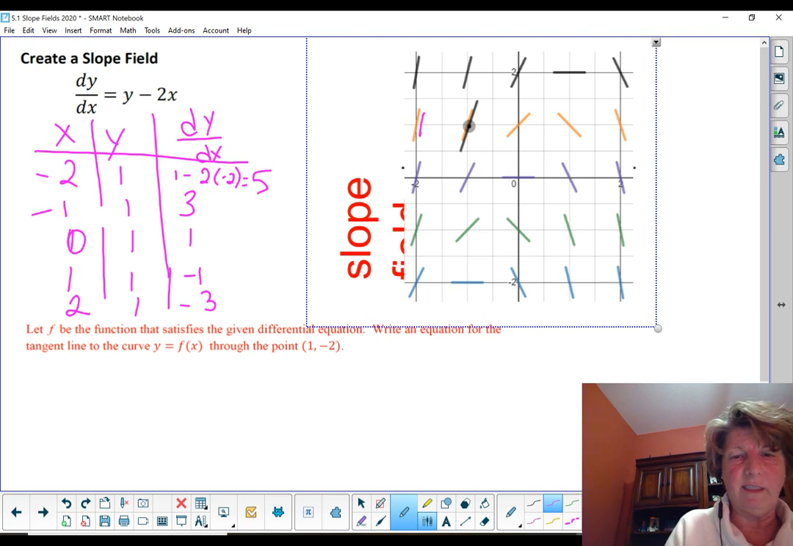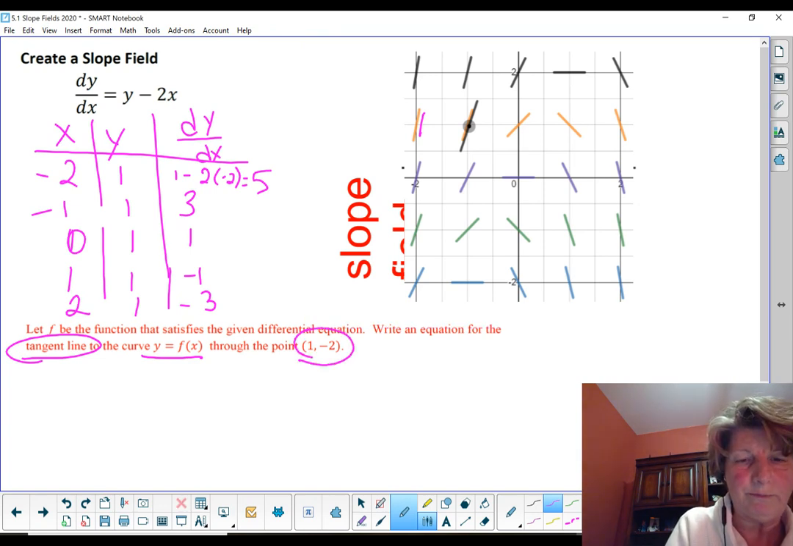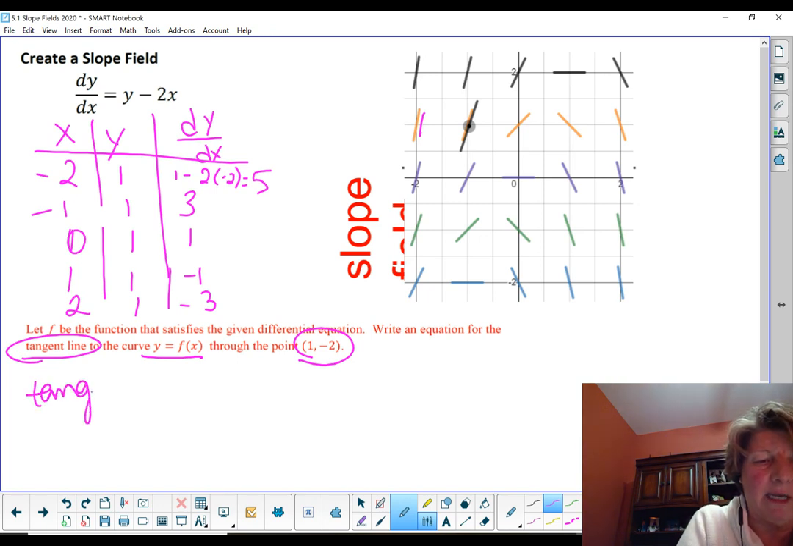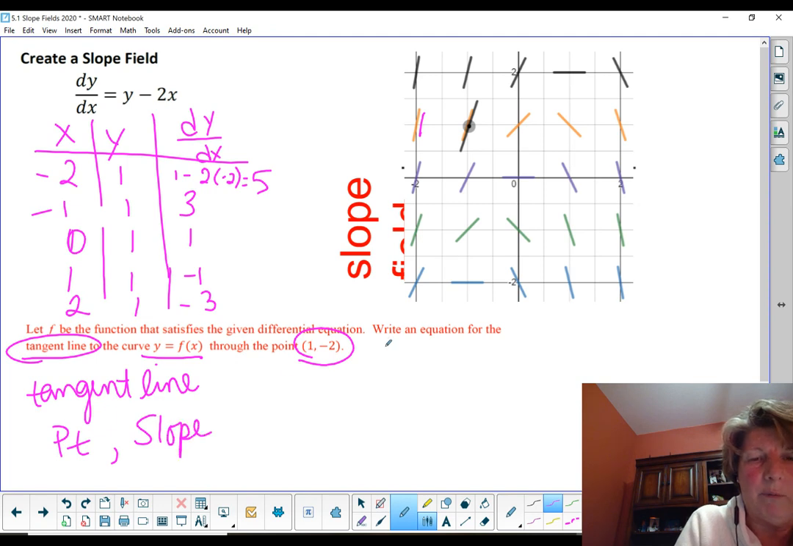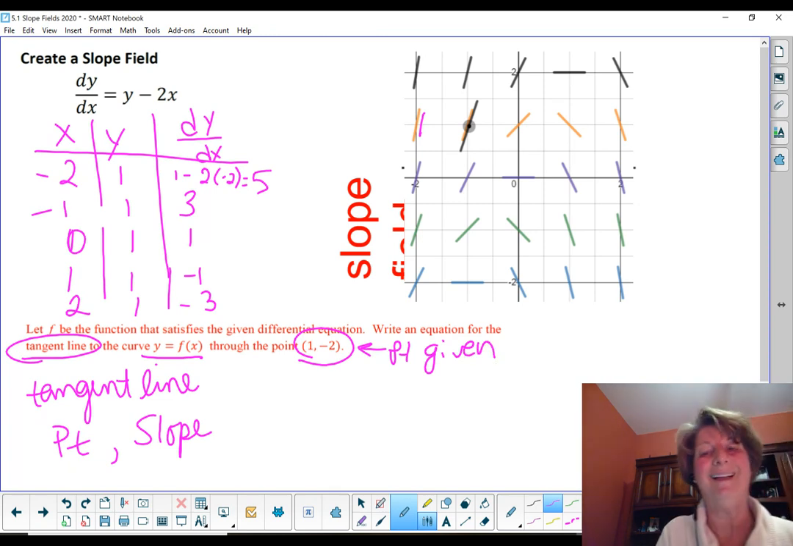All right, now let's go through this equation down below. It says, write an equation for a tangent line. Keyword tangent line, I should be able to do that. To the curve of y equals f of x at the point 1, -2. So what things do I need for a tangent line? Well, for a tangent line, we need two things. We should have this down by now, shouldn't we? We need a point and we need a slope. Well, the point was given to us. So that's a freebie. That's kind of nice.